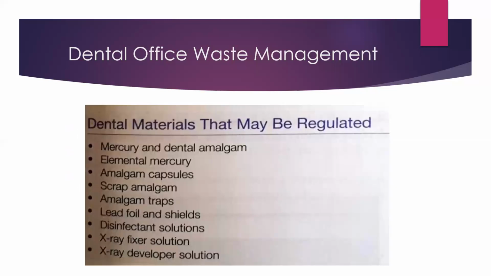Dental office waste management. Dental materials that may be regulated can be found in the bullet points below, and this is taken from your book as well. Mercury, definitely. You'll see that the mercury and dental amalgam, the silver fillings, once they come out of the patient's teeth, if there is enough to be picked up or enough to be in crumb form, they must be disposed of in a proper airtight container, such that we workers are not exposed to the amalgam vapors and the mercury vapors.